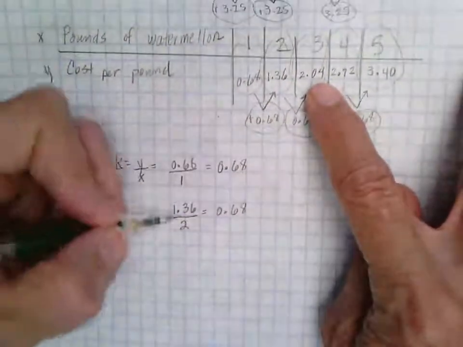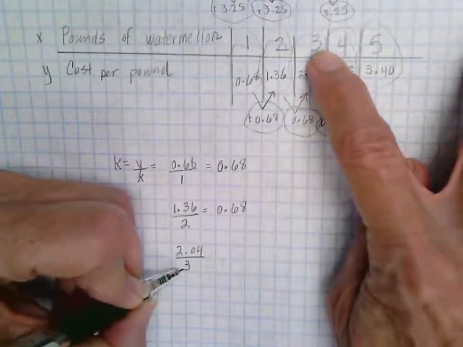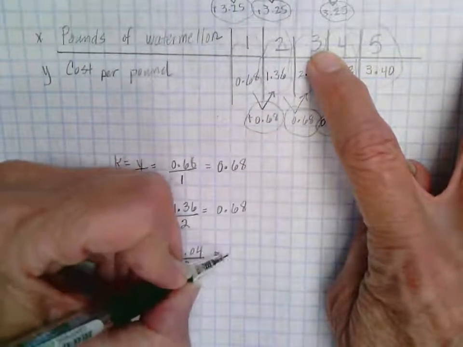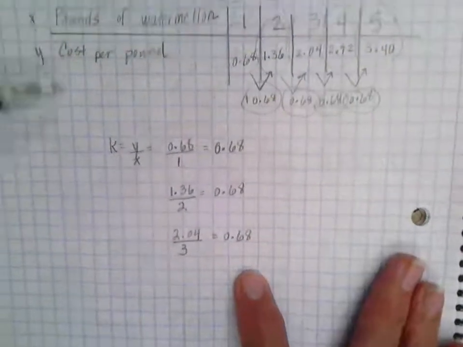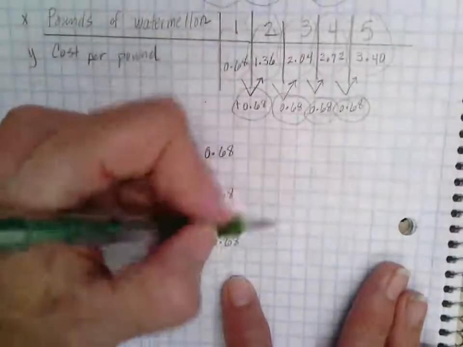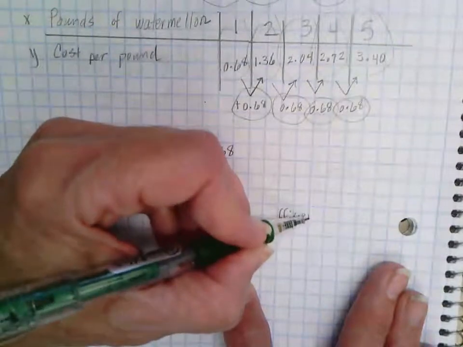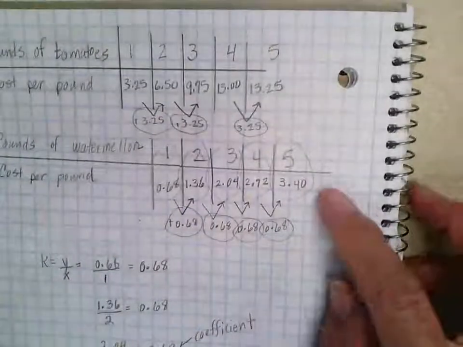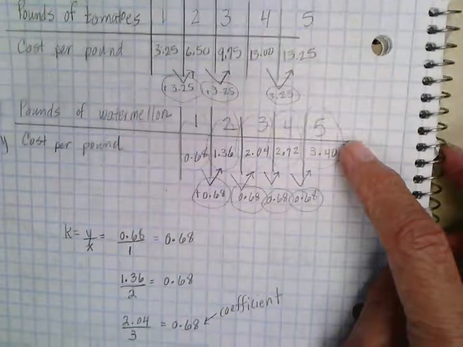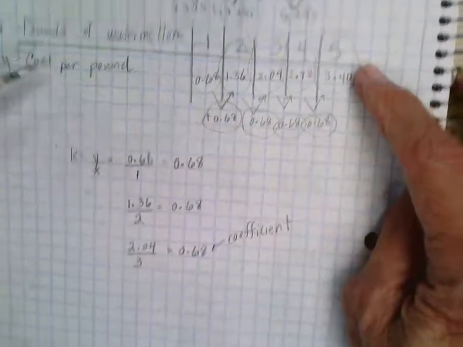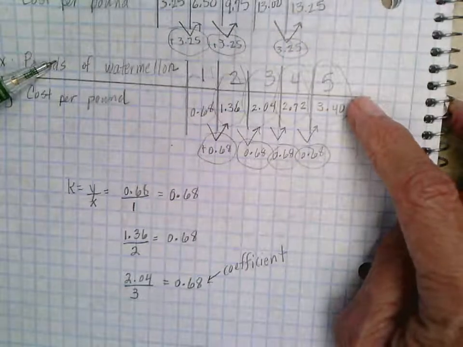If I take my third ratio and take $2.04 and divide it by 3, which is my x value, I will get 0.68. So that means that for my watermelon, this is my coefficient. And if I want to find out any number of pounds, even a fraction amount, I can take this coefficient and multiply it by the number of pounds that the watermelon weighs.